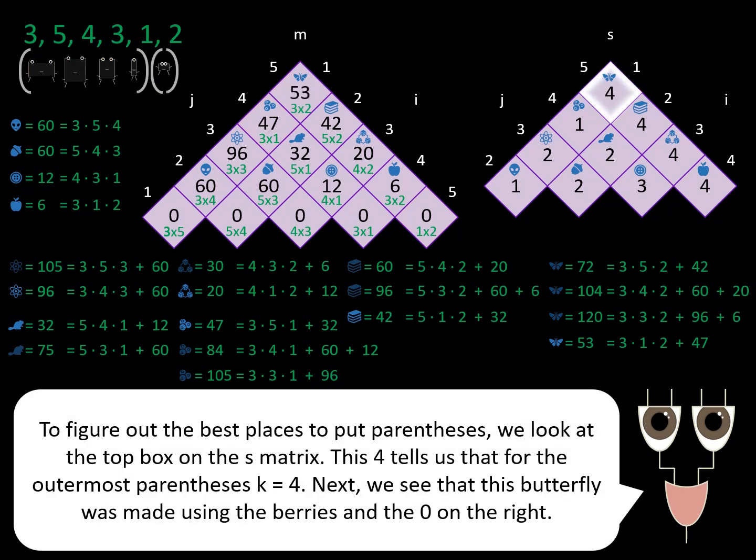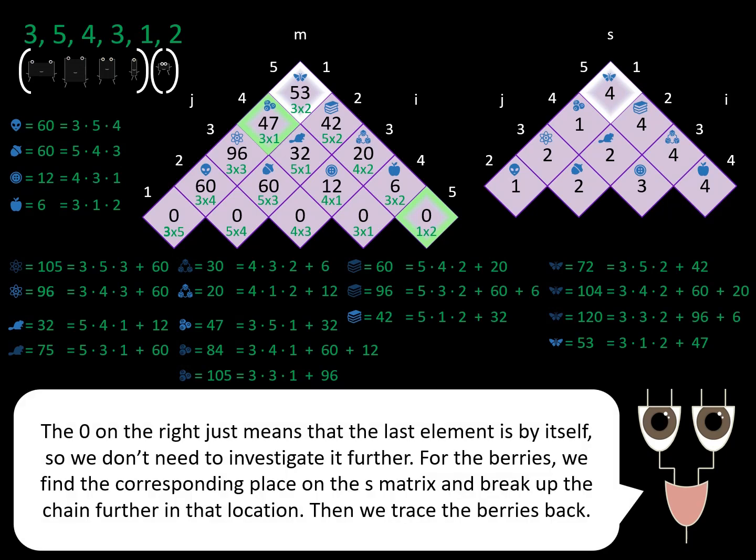To figure out the best places to put parentheses, we look at the top box on the S matrix. This 4 tells us that for the outermost parentheses, K equals 4. Next, we see that this butterfly was made using the berries and the 0 on the right. The 0 on the right just means the last element is by itself, so we don't need to investigate it further. For the berries, we find the corresponding place on the S matrix and break up the chain further in that location. Then we trace the berries back.